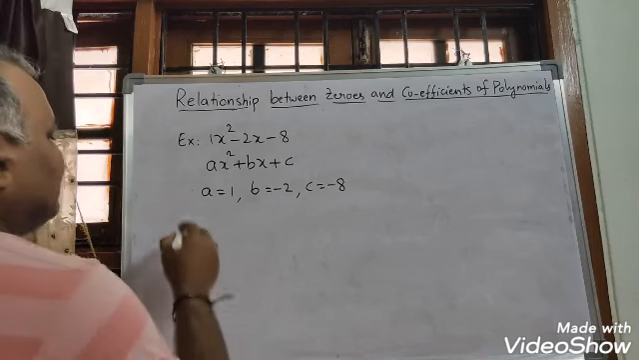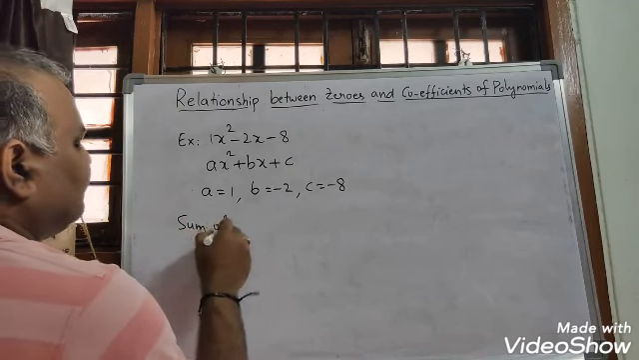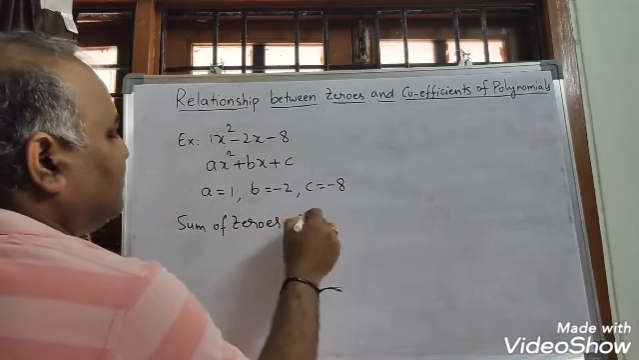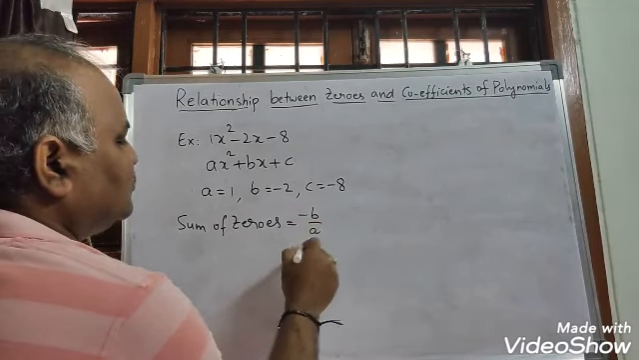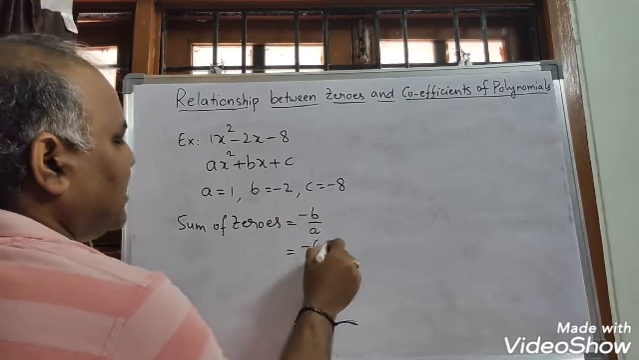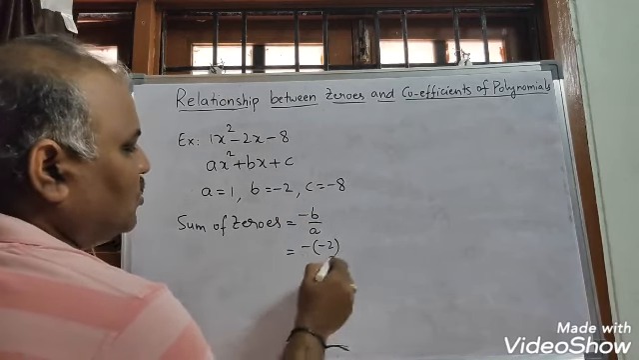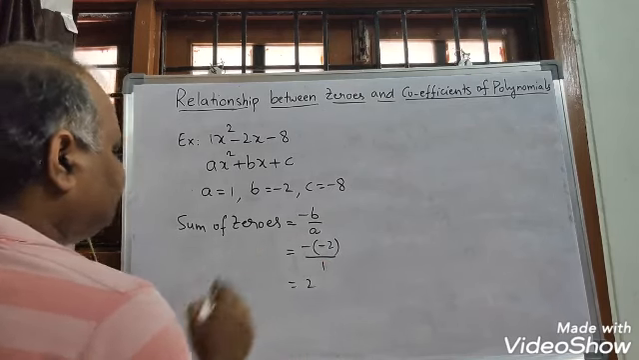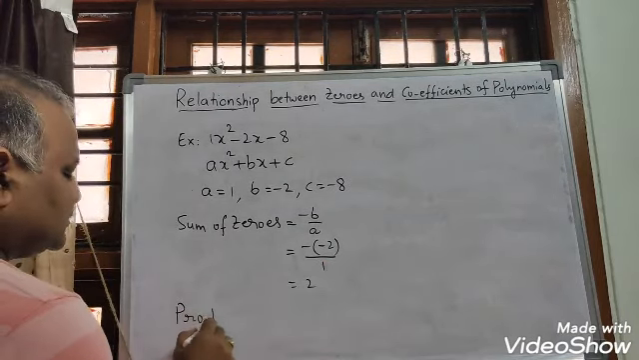Now what can be the sum of zeros here? Sum of zeros is minus b by a. This is the formula. So minus b is minus of minus 2, divided by a, which is 1. So the answer is 2.